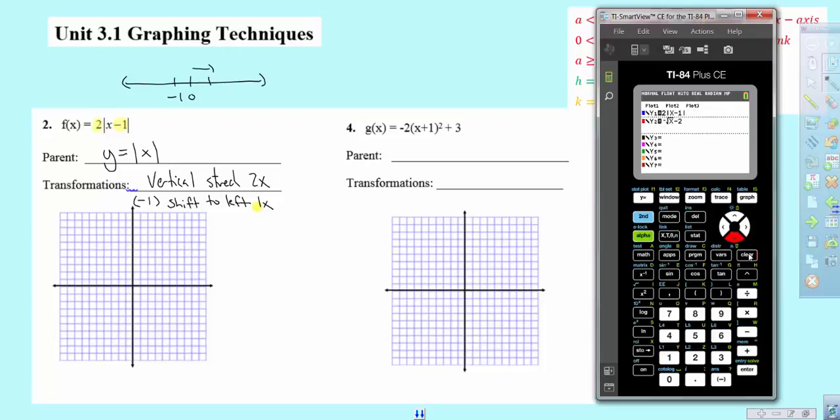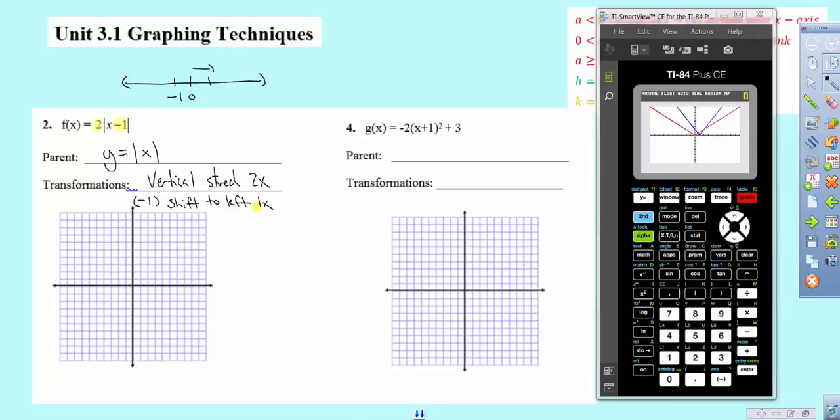I'll come down, I'll put the parent function in right here. So math, arrow over to num, choose number 1. So I got my parent function and my transformation function. I hit graph. There's the transformation and there's the parent. So the parent, when you look at this guy, and I'll use the colors they're using.